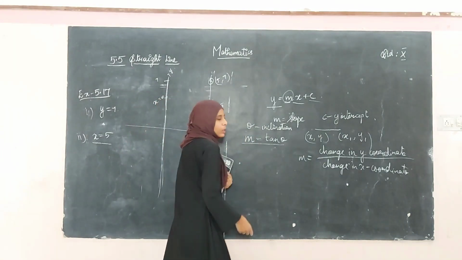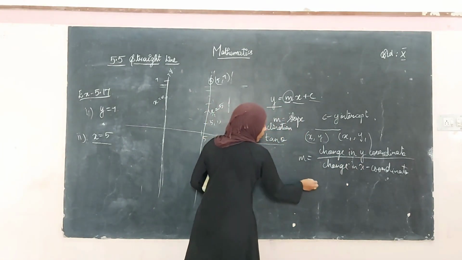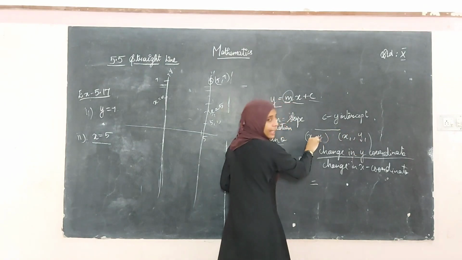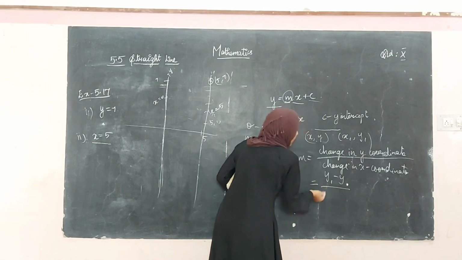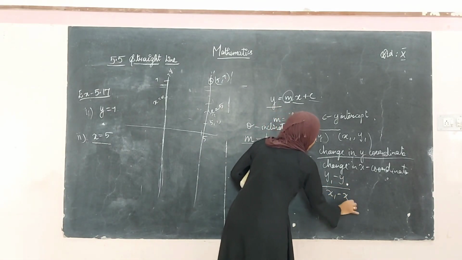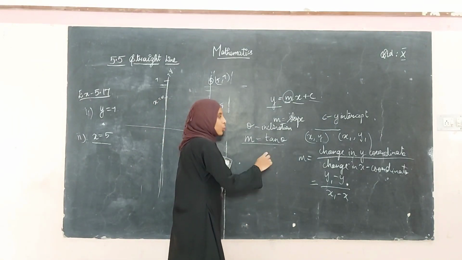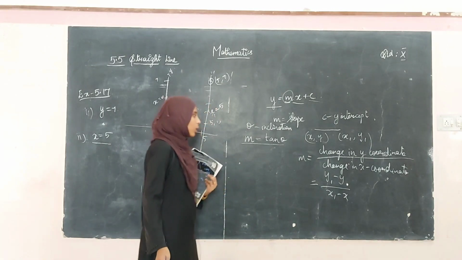M is slope. So slope means change in y coordinate divided by change in x coordinate. What does that mean? Take the y coordinate of the second point and the y coordinate of the first point and subtract. That is y2 minus y1 divided by x2 minus x1. This is the formula. When two points are given, if you want to find the slope, we can use this.